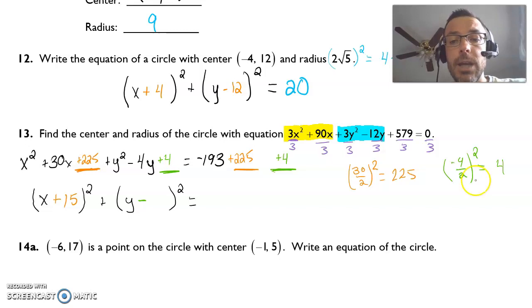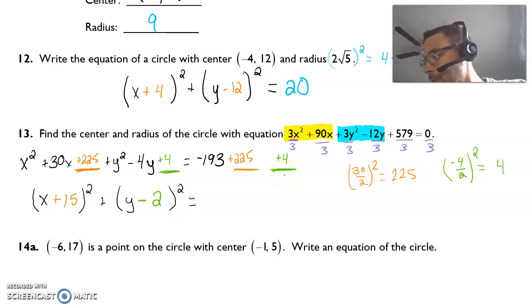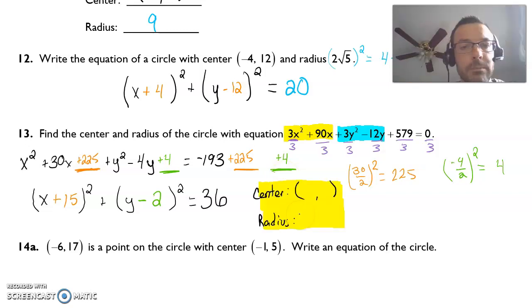And then conversely, when I had a negative 4 divided by 2, negative 4 divided by 2 is negative 2, squared I get a positive 4, but it's that negative 2, or minus 2, that goes in for my factor of y. And then when I combine all of my terms on the right-hand side, make sure I did it right, yep, I get 36, so my center has an x-coordinate of negative 15 and a y-coordinate of 2, the radius is 6.